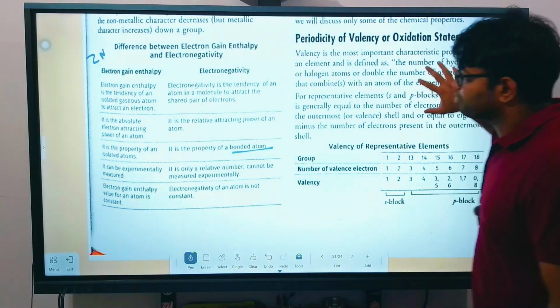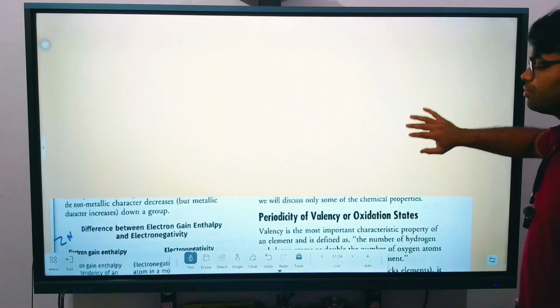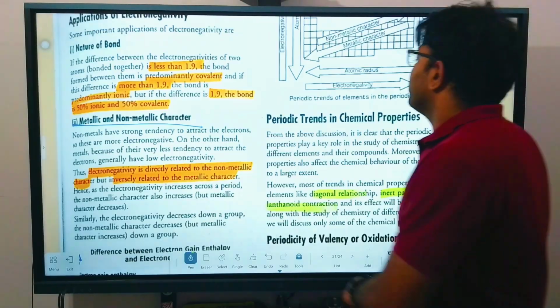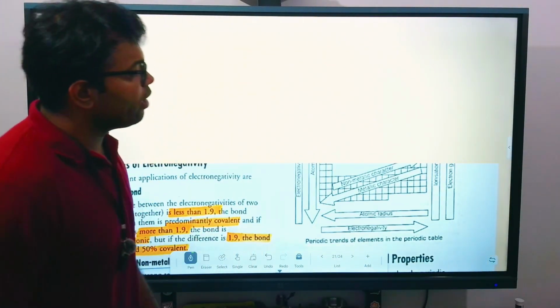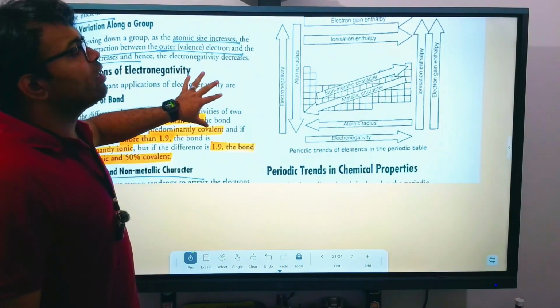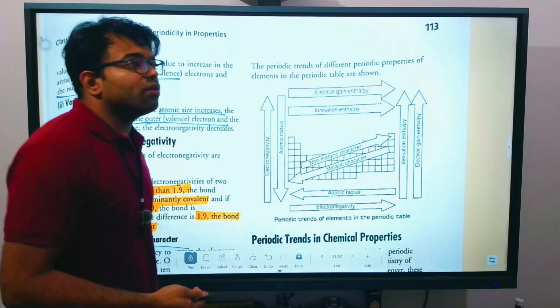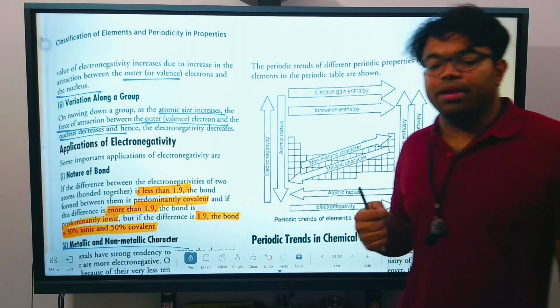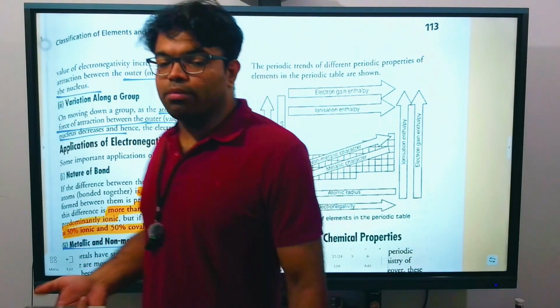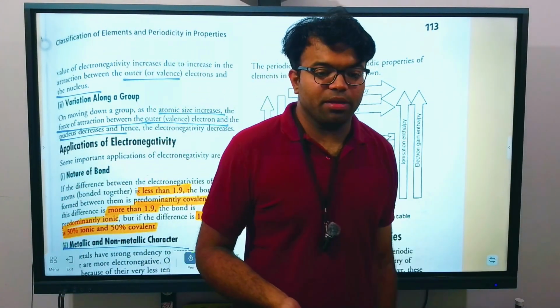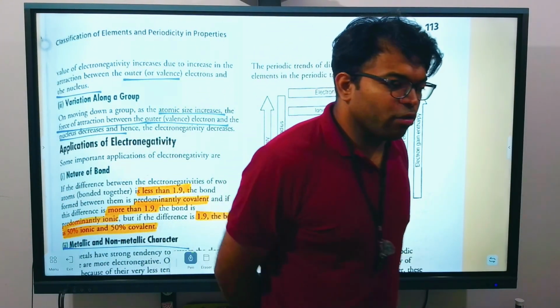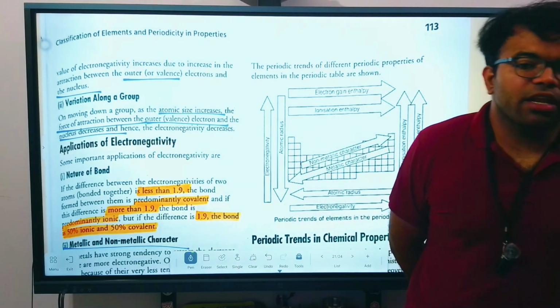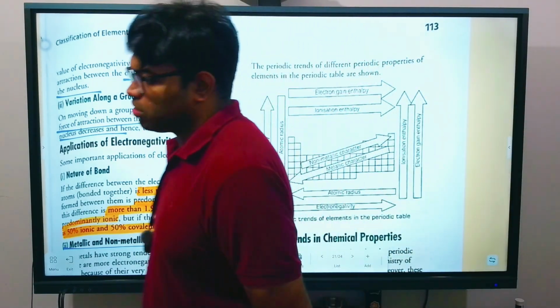Okay, let's move on. Periodic trends in chemical properties. This table is the summary of whatever we have learned in this chapter. We are going to give a quick summary of what we have learned after the modern periodic table, in a few words.